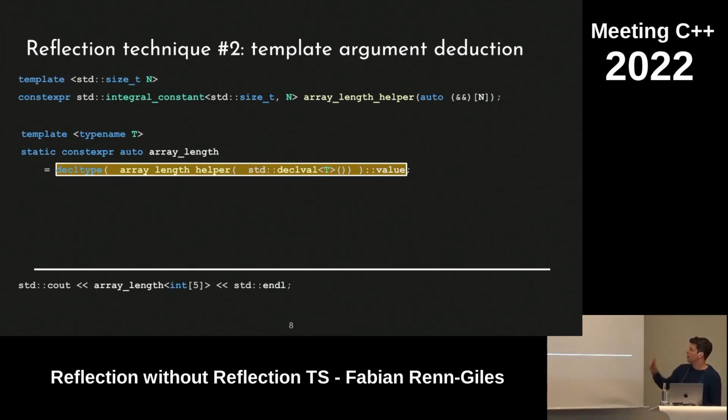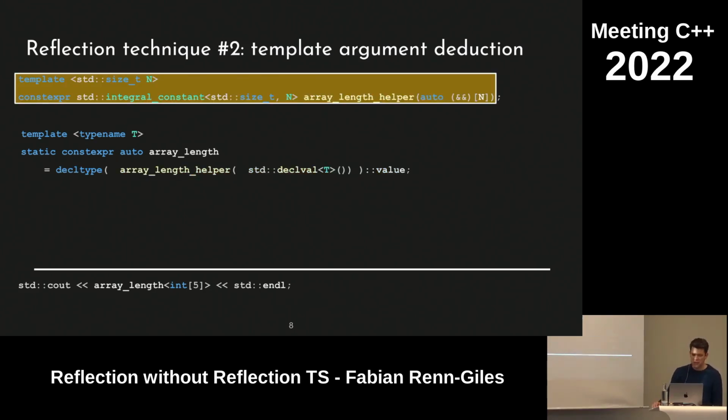So this is how you would get the length of an array, and I always find this really funny because we are sort of abusing function declarations, because we have a function declaration but we don't have a body anywhere, and we don't need a body, right? We're just using the function declaration to sort of use template argument deduction.